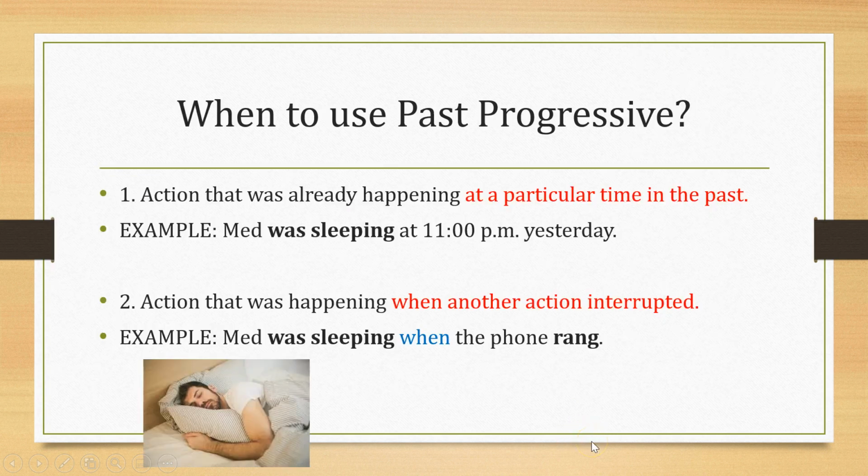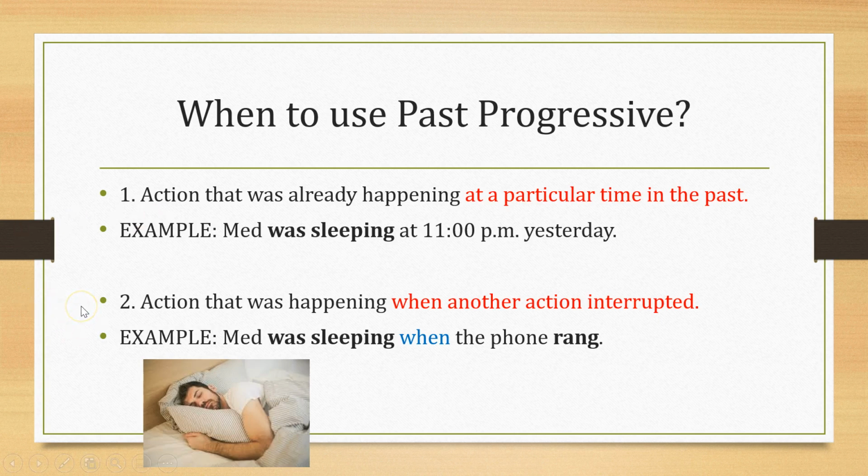When do we use past progressive? I'm going to go through some of the situations when you would use past progressive. Number 1, an action that was already happening at a particular time in the past. Here's an example. Med was sleeping at 10 p.m. yesterday. So 10 p.m. is the particular time that we are talking about.